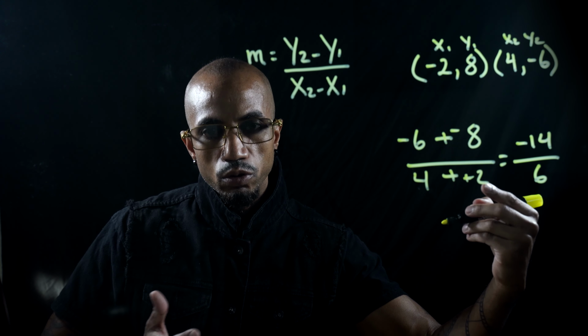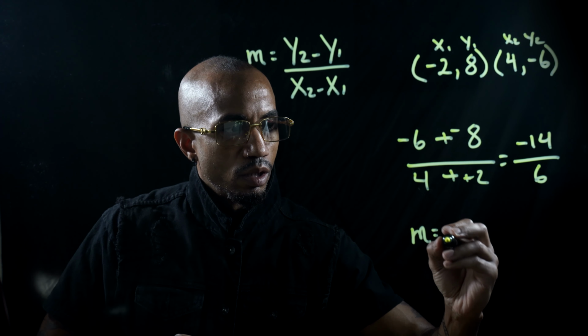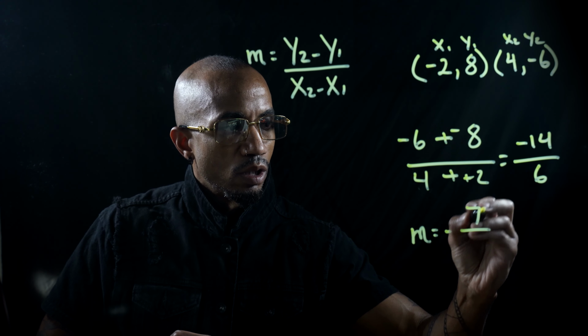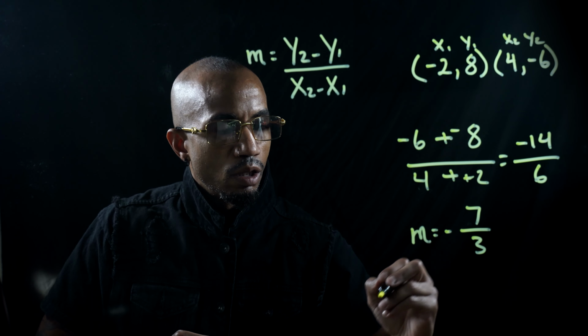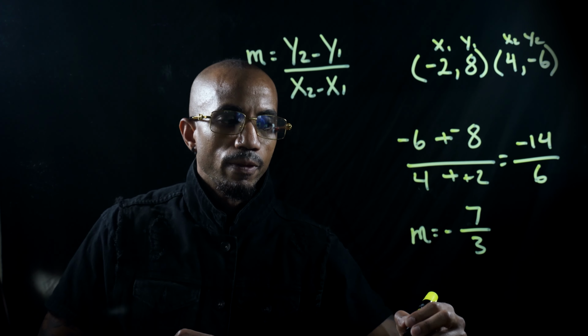Now make sure you reduce or simplify your fraction here. So my slope is negative, half of 14 is 7, half of 6 is 3. My slope is negative 7 over 3. There you go. All right.